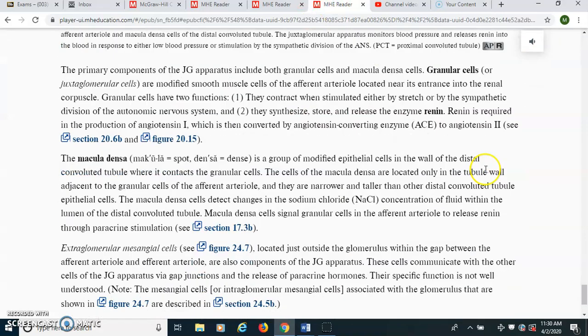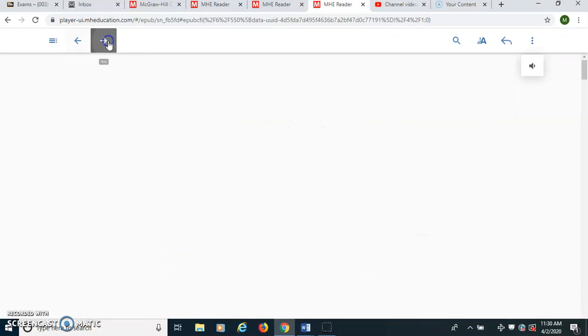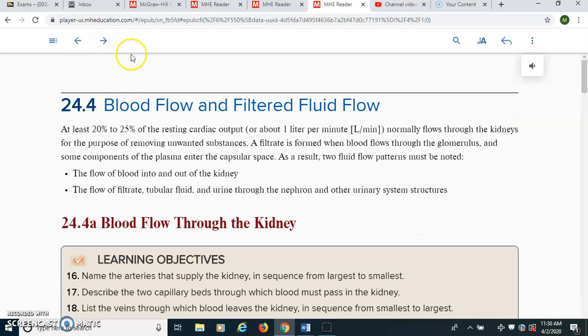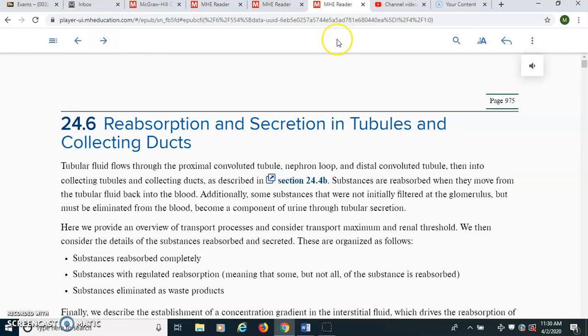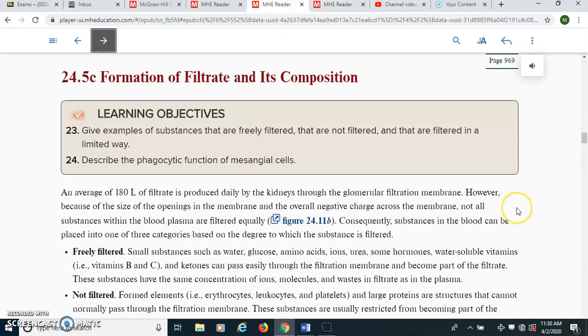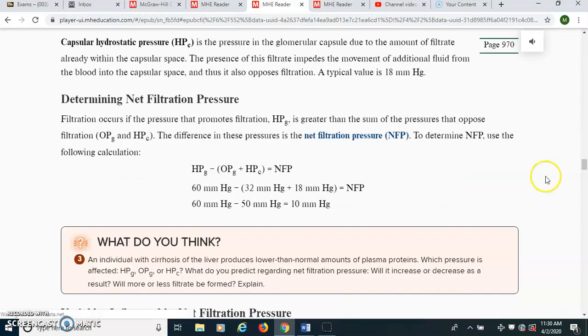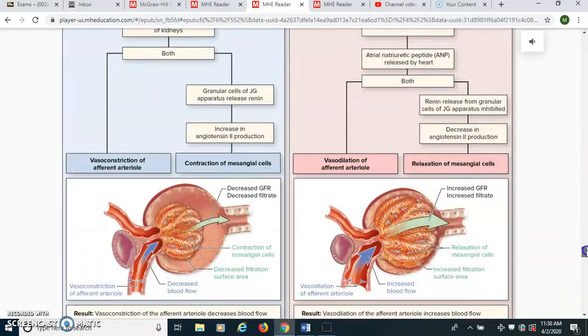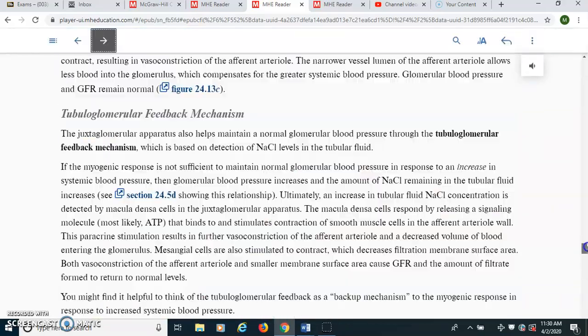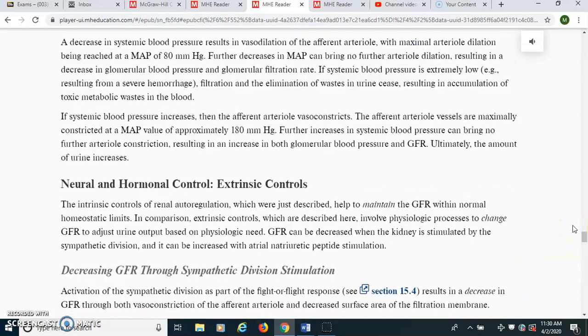Give me a second here, I forgot to pull up the picture. My apologies. There we go. They have these nice big pictures.